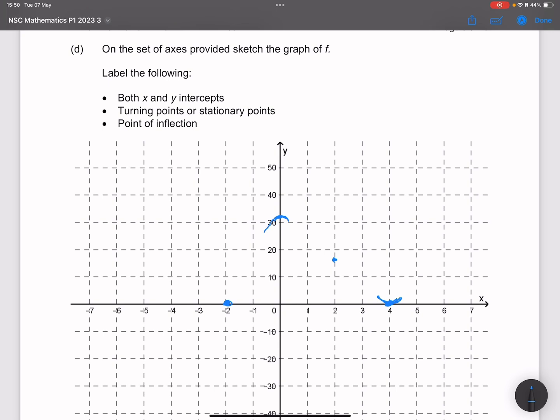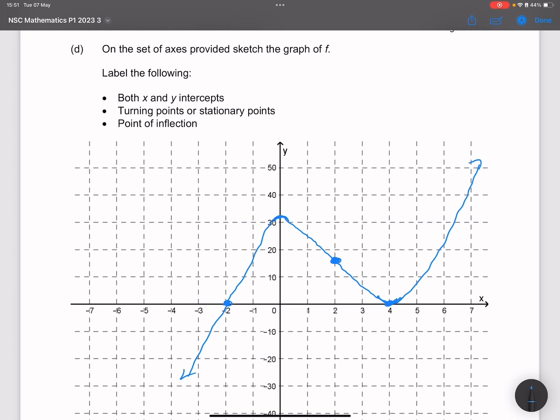Now I'm going to try and complete my graph. I know it's not necessarily going to be the most accurate, and this is what our graph is going to look like. You can find the other points if you want to, but in the long and short, this is how our graph is going to look. All right, so ladies and gents, let's continue.